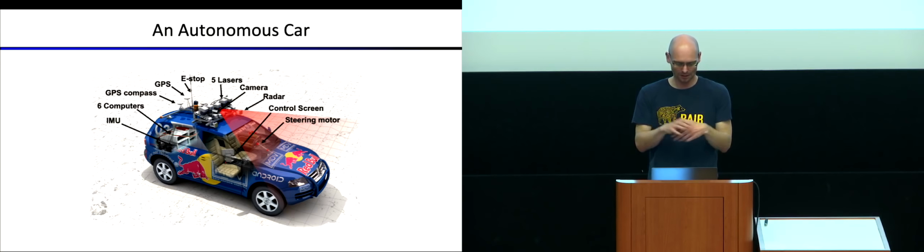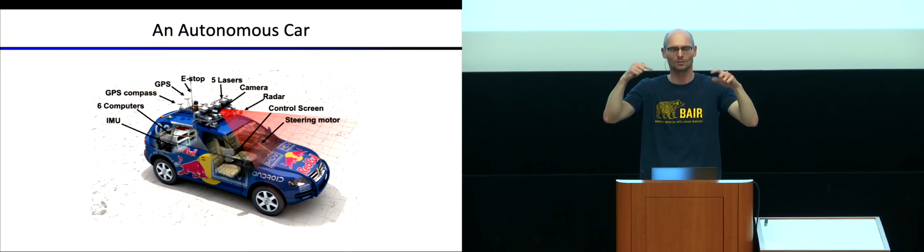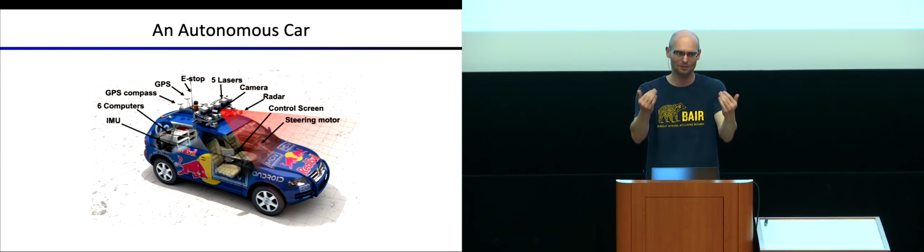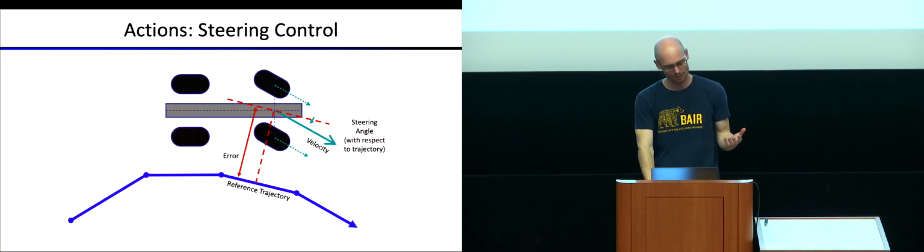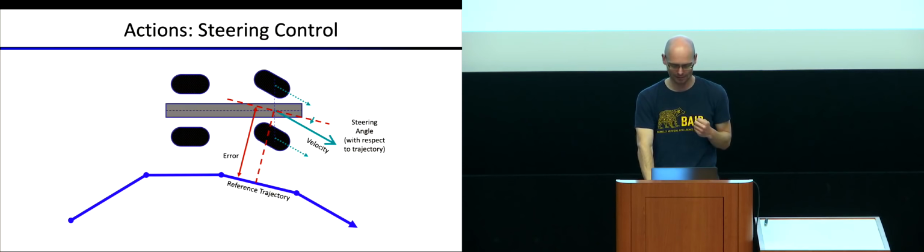Regular GPS to get position, e-stop, lasers, where you shoot out laser beams, and based on how long it takes for them to get back, you know how far away the nearest obstacle is in that direction, assuming it's an obstacle that reflects back to where the laser came from. Cameras, radar, control screen, steering motor. Steering control, usually you would have a high-level planner choosing a path, and then a low-level controller that is good at following that path.